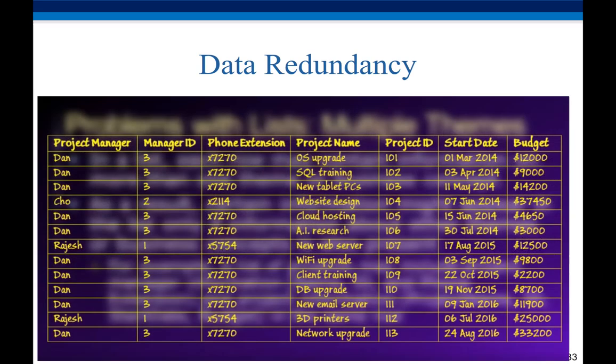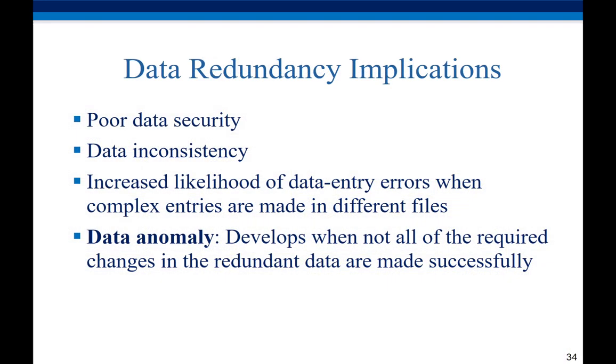Again, here's another example. This is from the video that you need to watch. You can see how much duplication is in here. So if the project manager changes for the OS upgrade, you have to change not only the manager ID, you have to change the manager's name, you have to change whatever else relates to him and his phone extension. Again, data redundancy, poor data. Data can be inconsistent because you have 5 things that need to be changed and you change 4 of them. Data anomaly develops when not all the required changes in redundant data are made successfully. Again, you miss one. The video gives you a very good explanation of it.